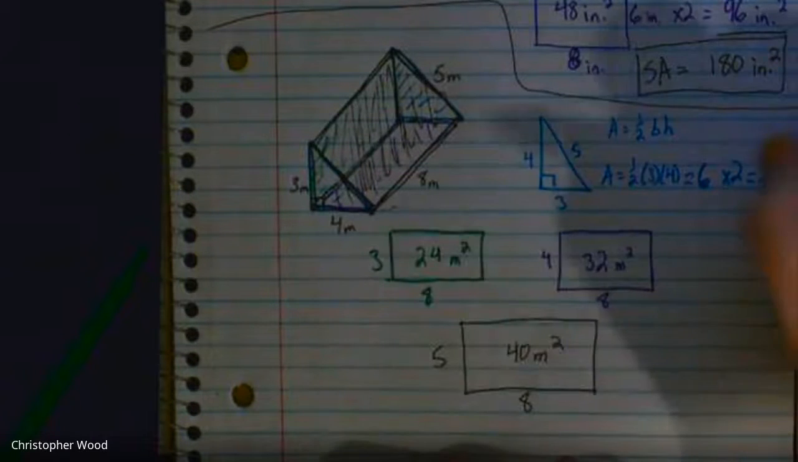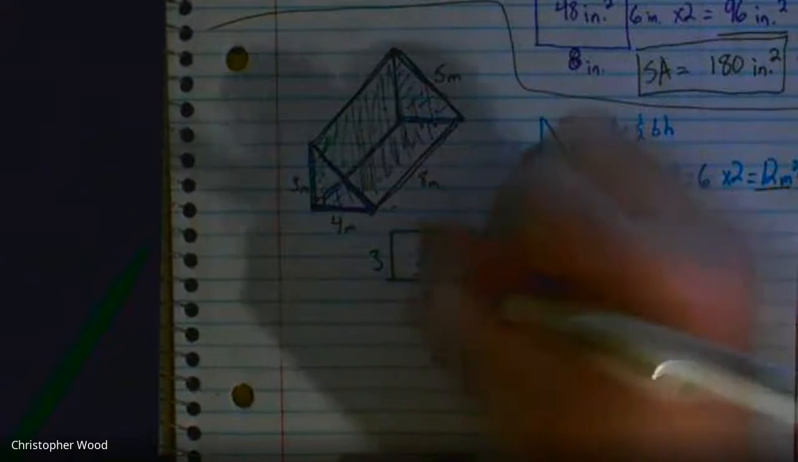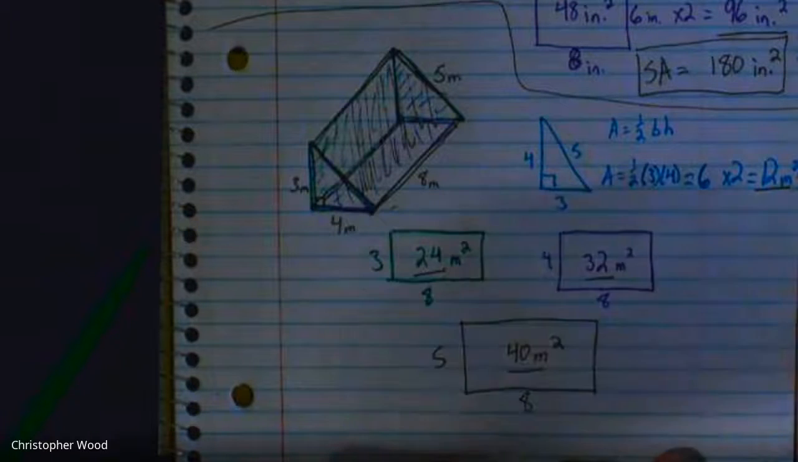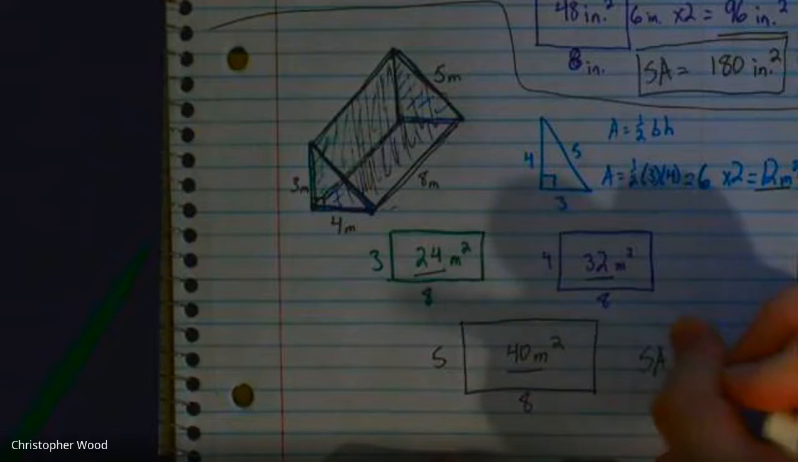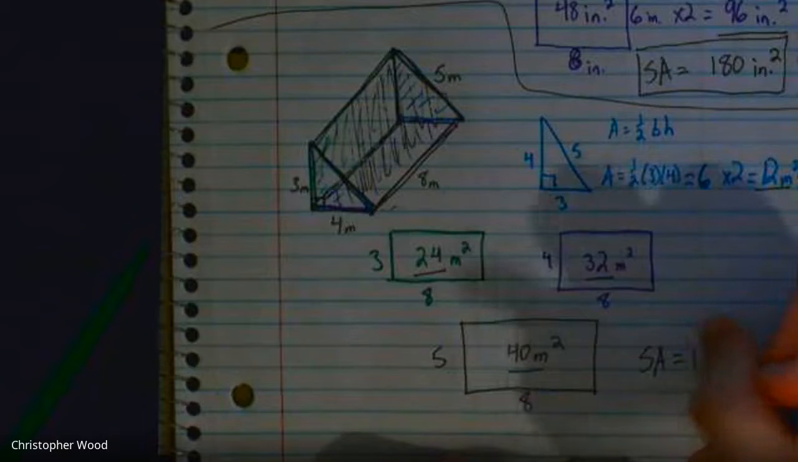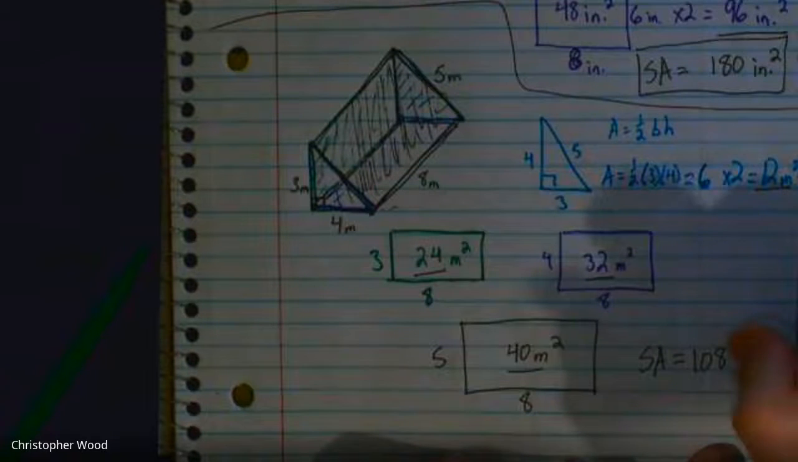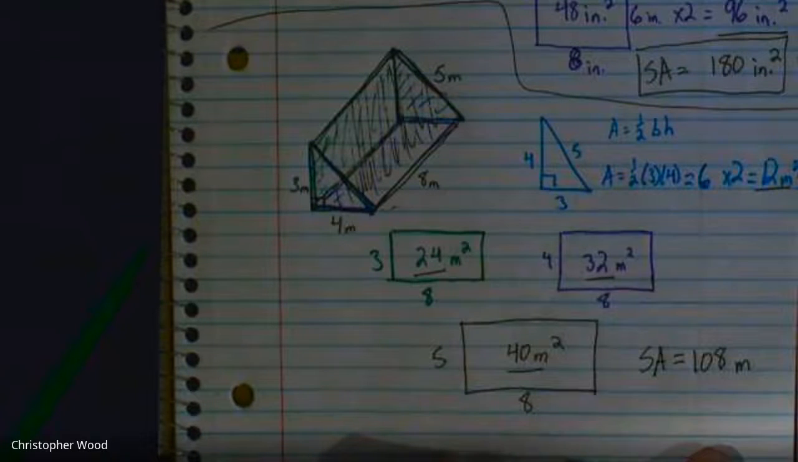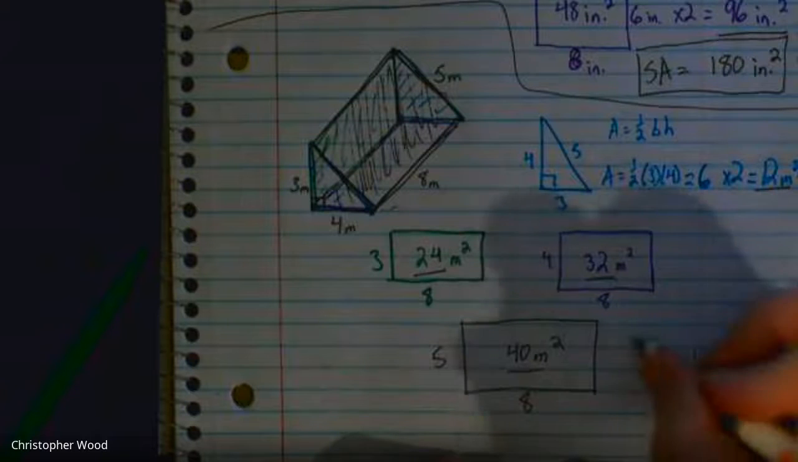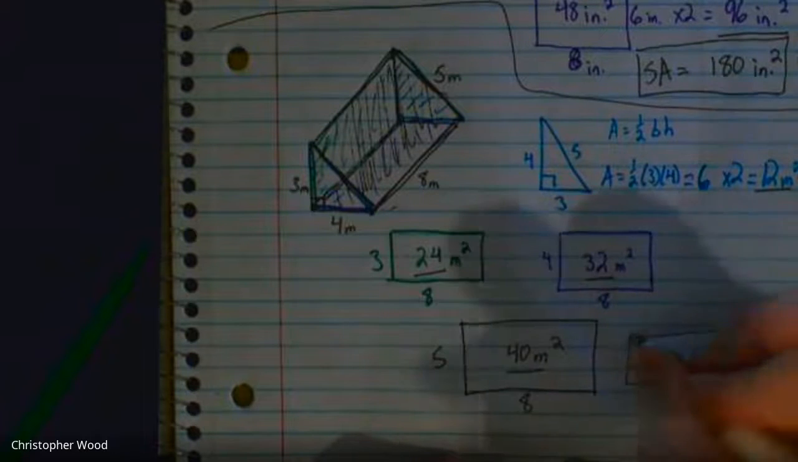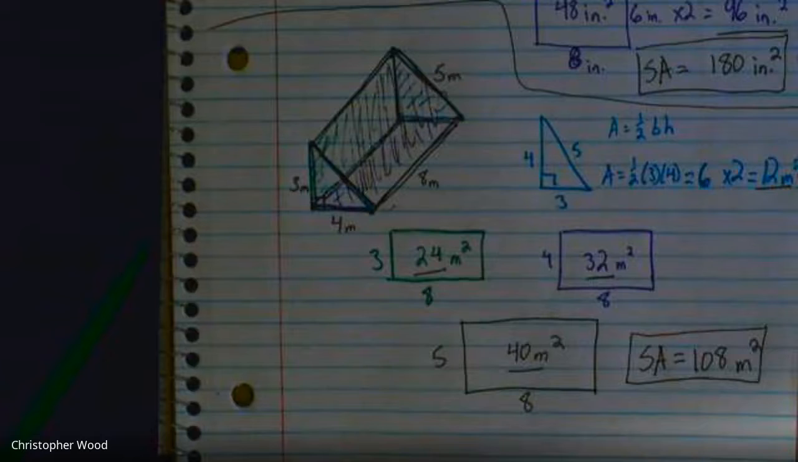So what we're going to do is take 12, 32, 24, 40, add them all together to get our surface area, which is going to be 108 meters, because it is in meters, 108 meters squared. That would be the total surface area of that figure. Break it down into shapes that you know, shapes you can find that individual area for, and you're good to go. The question becomes, what happens if we run into something a little odd?